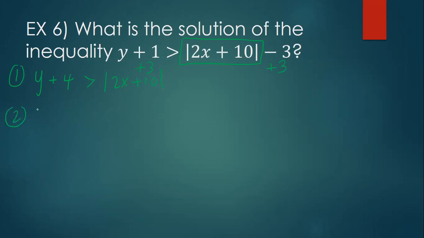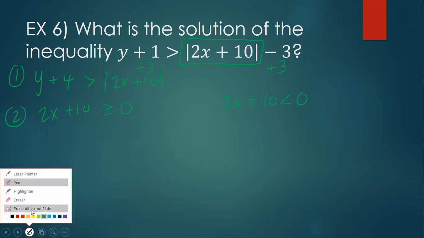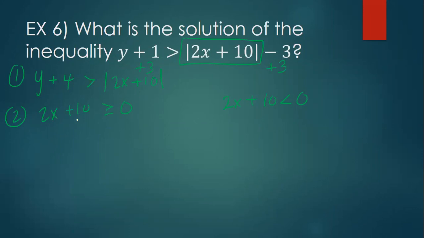Step 2, I'm going to find my boundary, my point of separation. I do that by taking 2x plus 10 is greater than or equal to 0, and 2x plus 10 is less than 0. So the plan of action is to subtract 10, divide by 2. Agreed? So I'm subtracting 10, then dividing by 2.